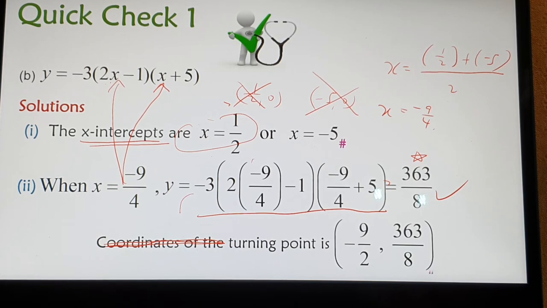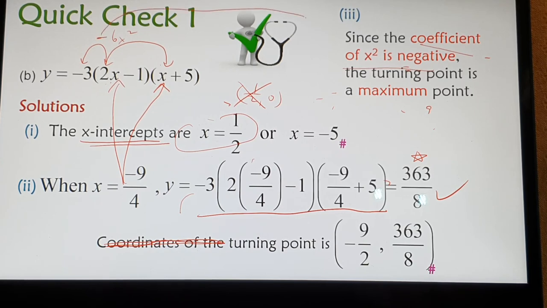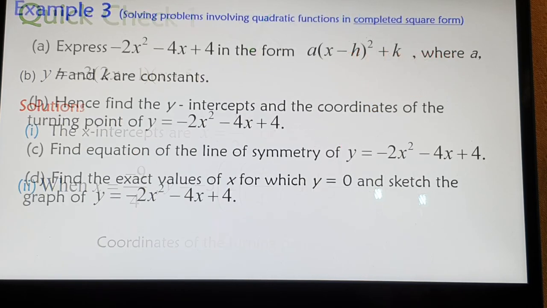Okay, now lastly, it will determine whether it's maximum or minimum. Okay, so you say, since the coefficient of x squared is negative, how do we know? You must see carefully, this times this will give you the x squared term, which is 2x squared. But you must remember the times minus 3, so you get minus 6x squared. That's why this is negative. Alright, now we go to the next one.